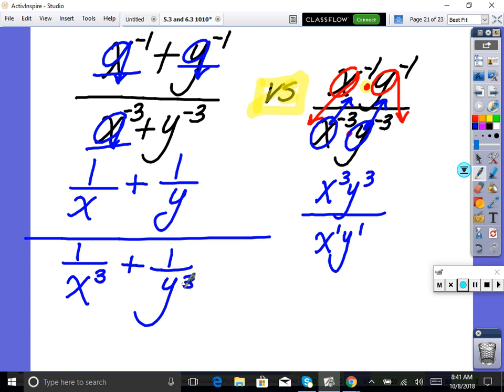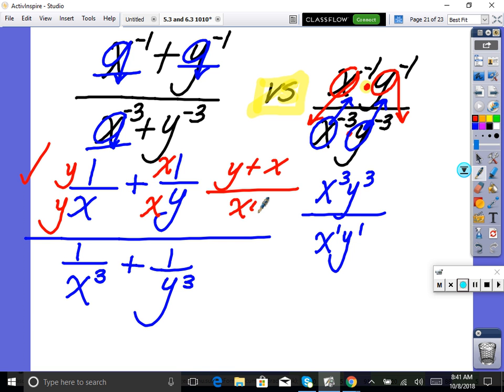So our first step is to say, let's focus on the top here. We need to get it to be one term. So we need a common denominator. So we would multiply by y over y. We'd multiply by x over x, wouldn't we? So on top, we would now multiply out our numerator. Wouldn't we have this? Y times 1 is y, plus x times 1 is x, right? All over the common denominator of x, y. That's just the numerator.